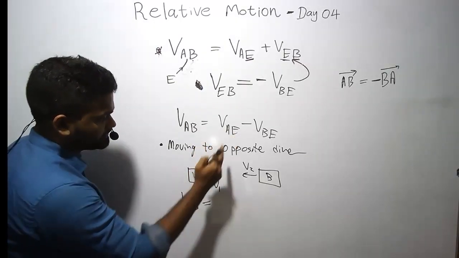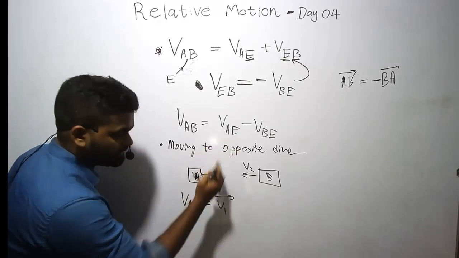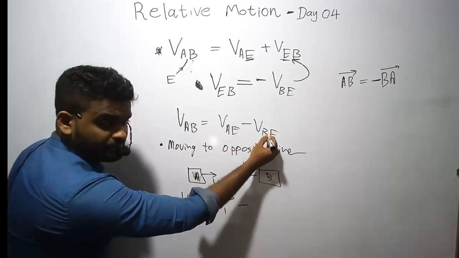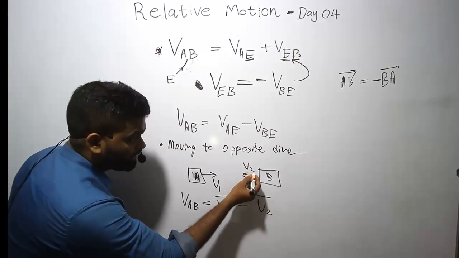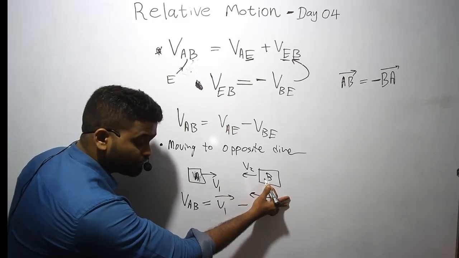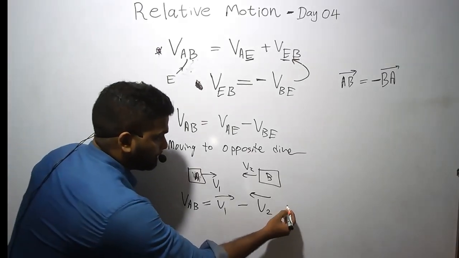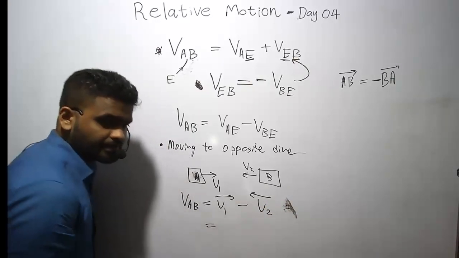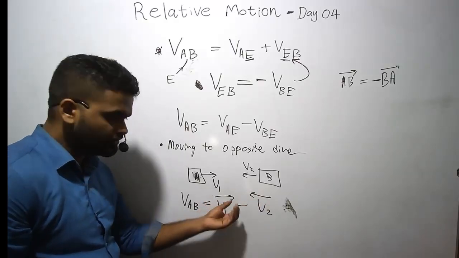What is VAE? The velocity of A relative to Earth is to this side, V1. Then we have a minus here, VBE. You have to substitute with the direction, right? The velocity of B relative to Earth is to this side. Then we have to simplify these two. These are vectors, and they are to different directions. You cannot simplify these because they are to different directions.